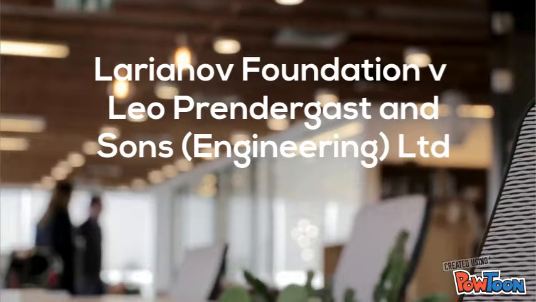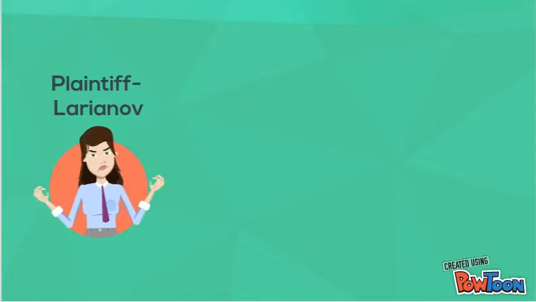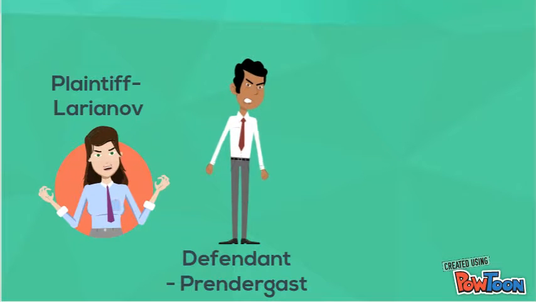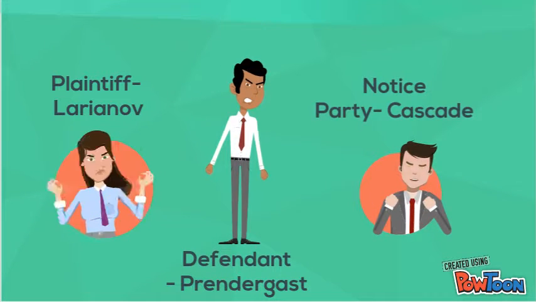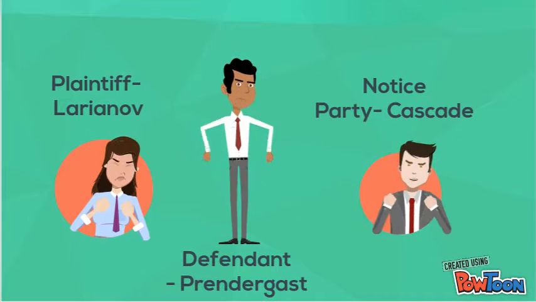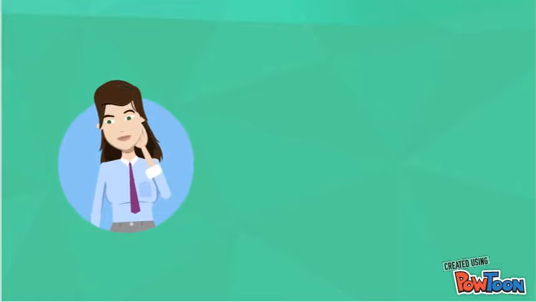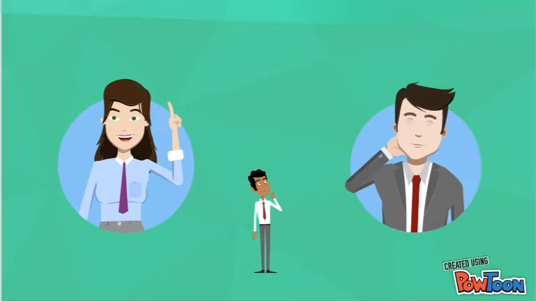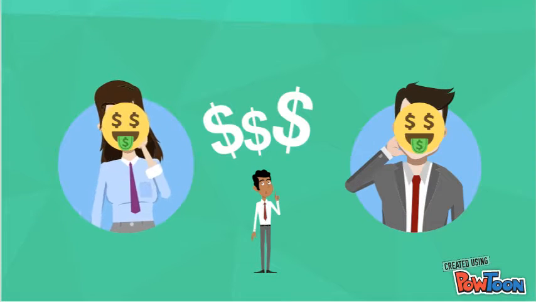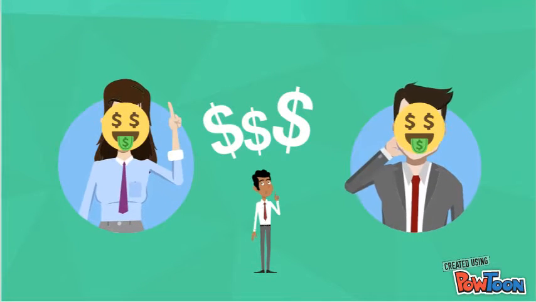The case involved the plaintiff seeking an order for sale of property belonging to the defendant. In reality, the dispute was between the plaintiff and the notice party to the case. Both parties lent money to the defendant and sought to recoup from the sale of the property, which they argued they were entitled to priority over.